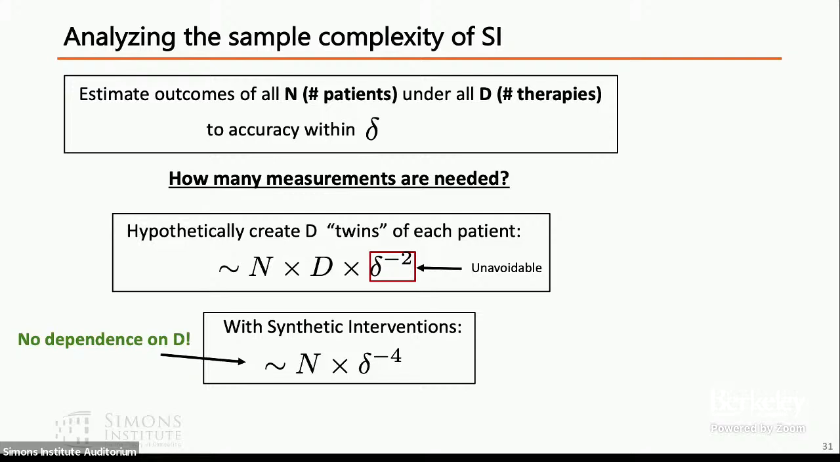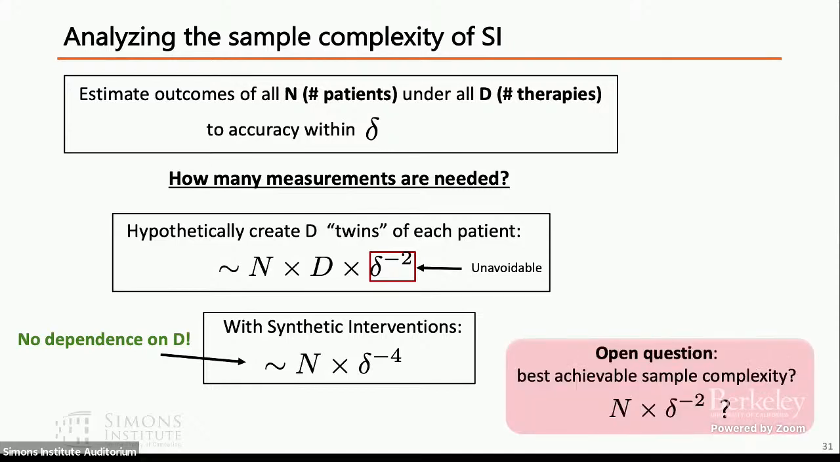With synthetic interventions, under those four assumptions, what you get is n times 1 over delta to the 4. Okay? So crucially, you've lost the dependence on D, which is great because especially as you move towards, say, personalized therapies, D is going to start growing. What you've lost, though, is your dependence on delta is suboptimal now. So an interesting open question is, what's the best achievable sample complexity for these kinds of sparsity patterns in the tensor? I believe a natural lower bound is n times 1 over delta squared. The question is, can we come up with an algorithm and or an analysis that hits that?